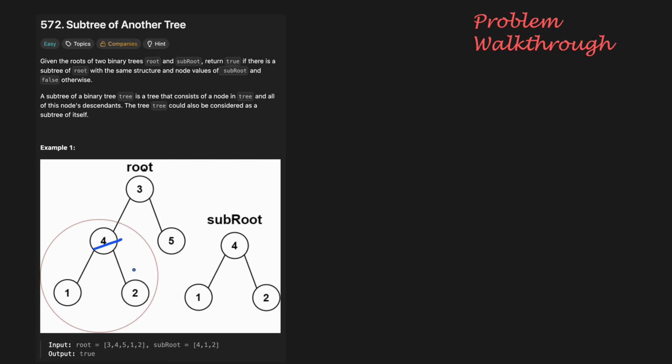But in case the node values were different, for example, if instead of 2 here we had 3, then we wouldn't have found the subtree and would return false. Or if the structure was different, for example, we had 0 as a child of 2. So even though this tree and this tree are partially the same, the structure is not the same because this 2 in subroot doesn't have any children, but this one has one left child. So in these kinds of cases where we don't have an exact match, our answer will be false.